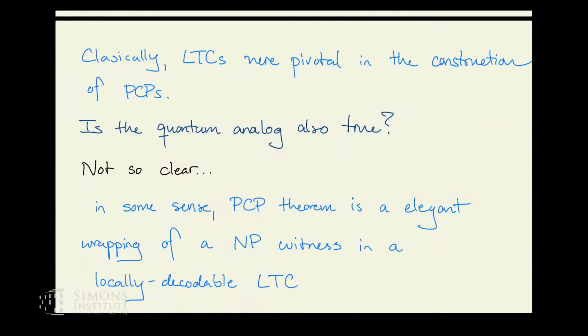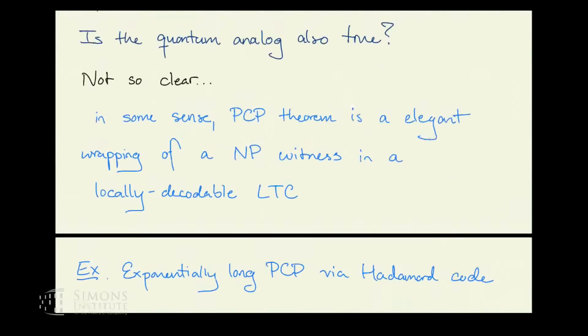And the reason why you might think that is, well, what is the PCP theorem? If you're in an elevator and you have to explain it to someone, you might say that you take an NP witness, like the solution to a 3-SAT formula, and you wrap it up in a really nice error correcting code, some locally decodable LTC. It's more technical than that, but that would give someone a pretty high level explanation of how it works. One example is that you could take your solution to your 3-SAT formula and encode it in the exponentially long PCP for the Hadamard code, right? And that would work. It would be exponentially long, but that's the rough intuition.